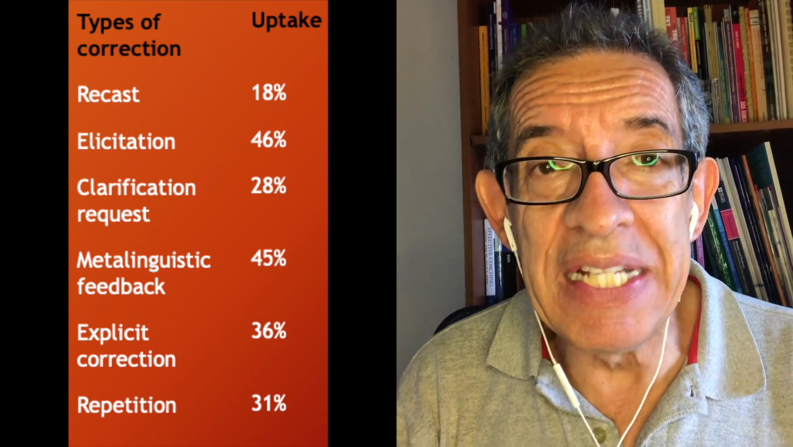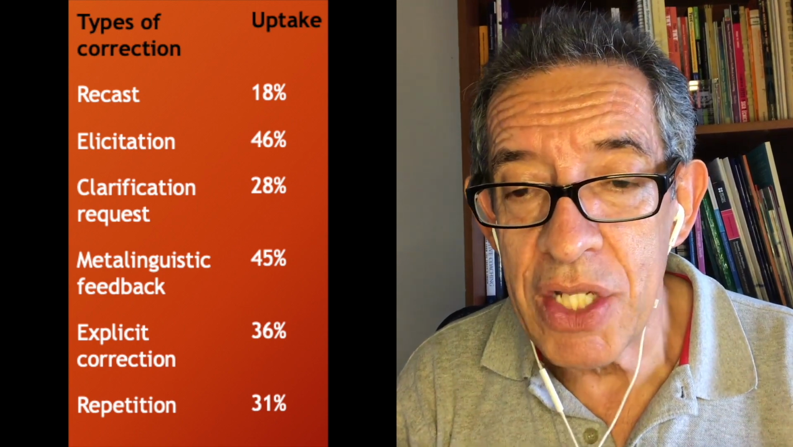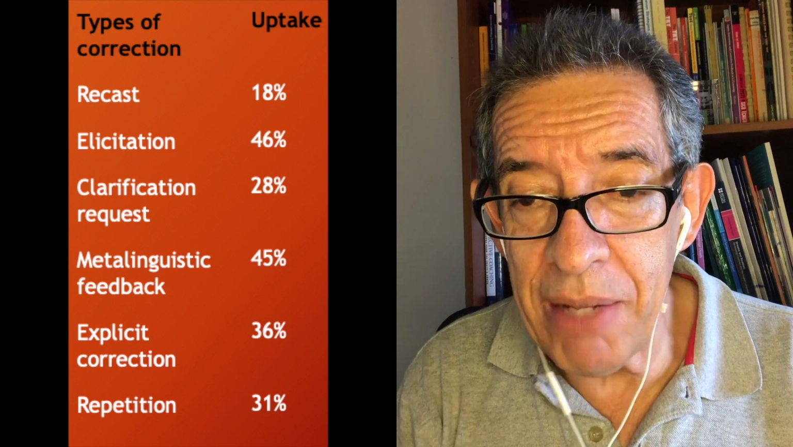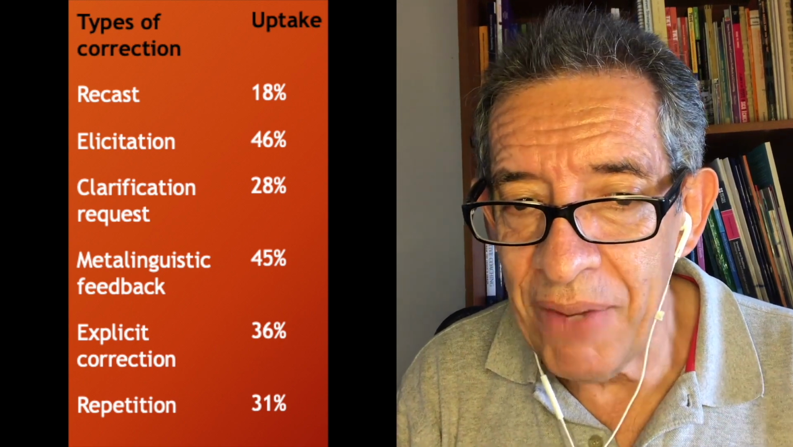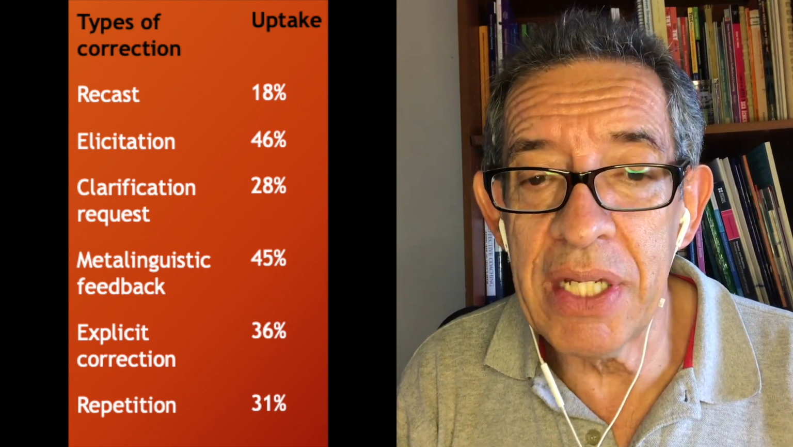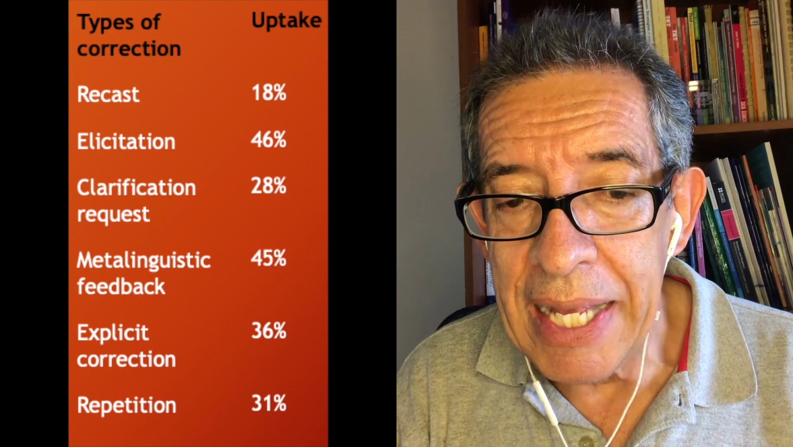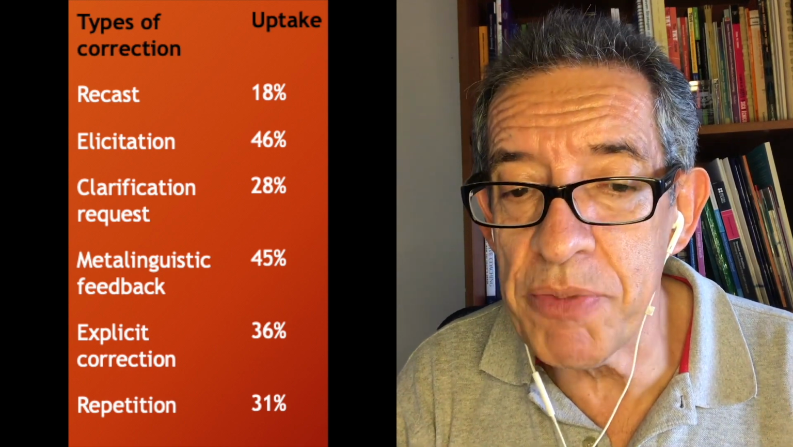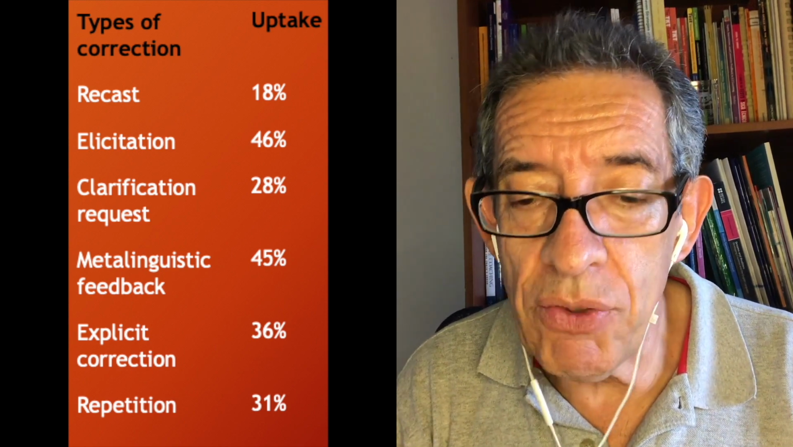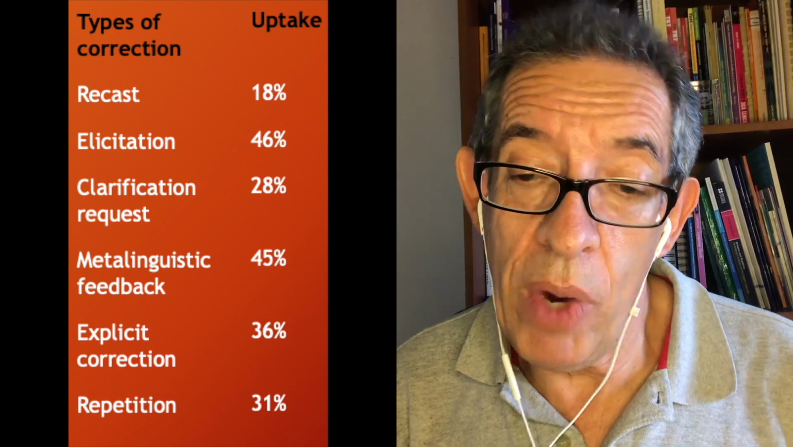The idea of elicitation, like asking students for clarification, is 46%. So it is actually almost 3 times more effective than recast. Clarification request is at 28%. Metalinguistic feedback is 45% effective. Explicit correction is 36% effective, and repetition of the mistake with the rising intonation is 31%.